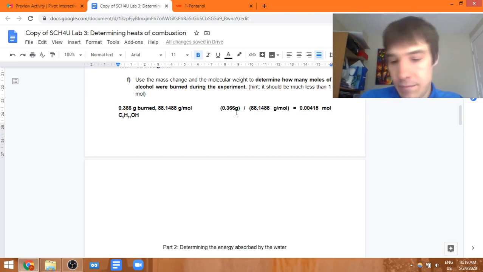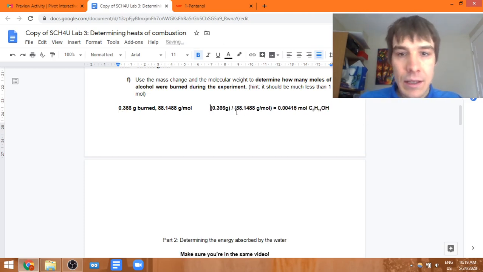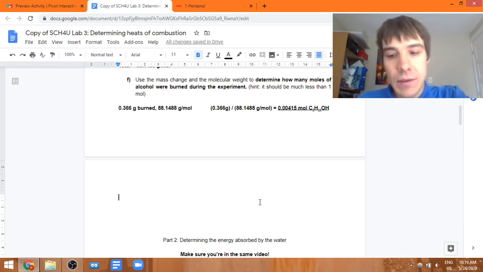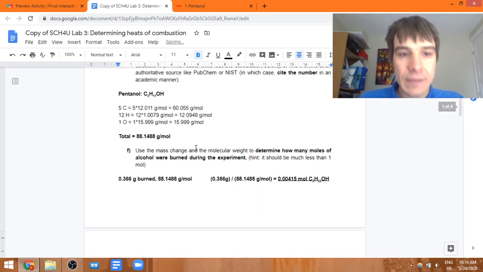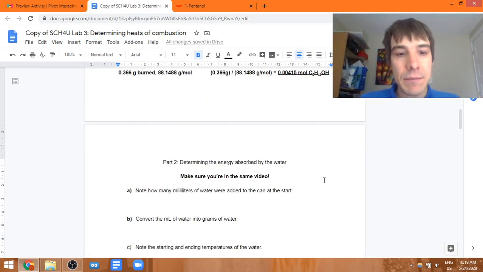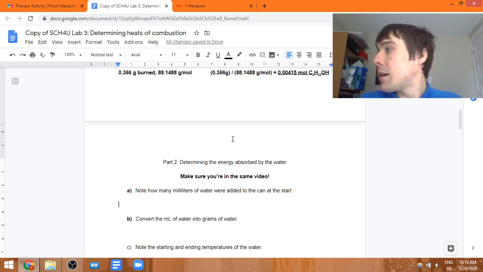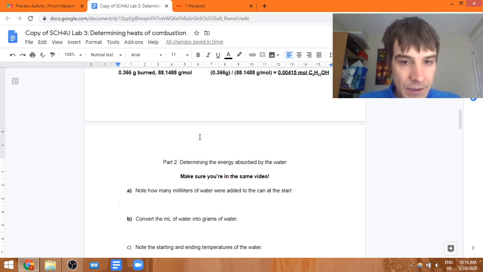So yeah, that's how we figure out how many moles we have. Okay, now we're going to figure out the energy. Note that we can figure out the energy without needing any of this stuff. The weight and the heat are actually 2 separate things. We're going to put them together later. So you can actually do part 2 before part 1 if you feel like it. It doesn't really matter. Okay, determine the energy absorbed by the water.